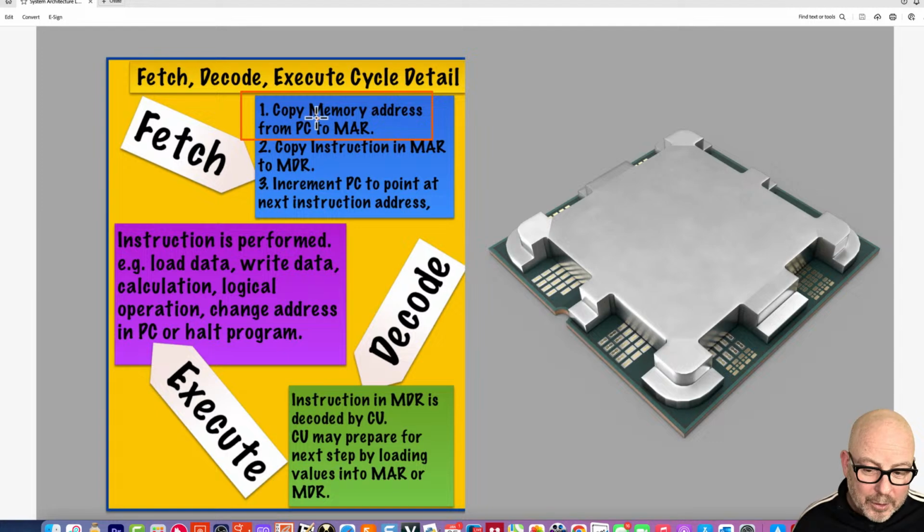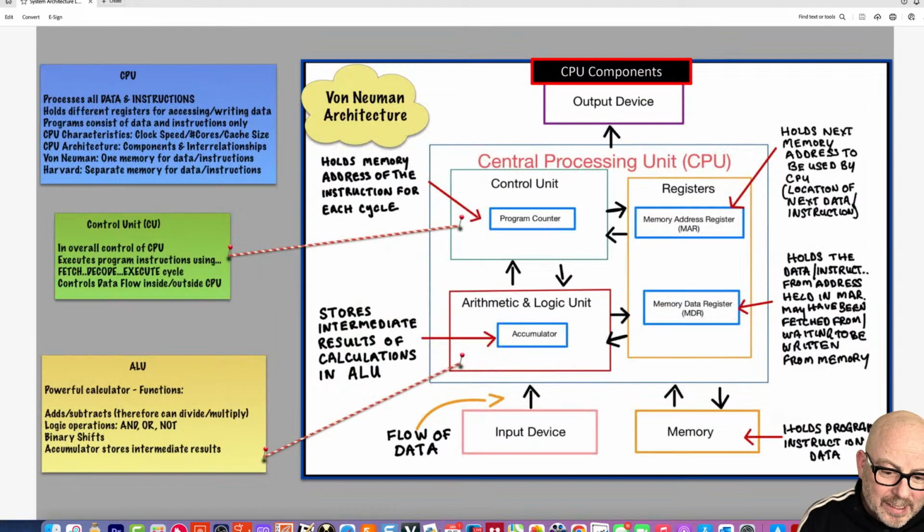So once you know what the PC, the MAR, the MDR and the accumulator are for, super fast chunks of memory that each serve a different purpose in the fetch, decode, execute cycle, okay, they're like the servants that are helping to hold all the information so the FDE can actually work. Good. All right, so that's the CPU bit of it.